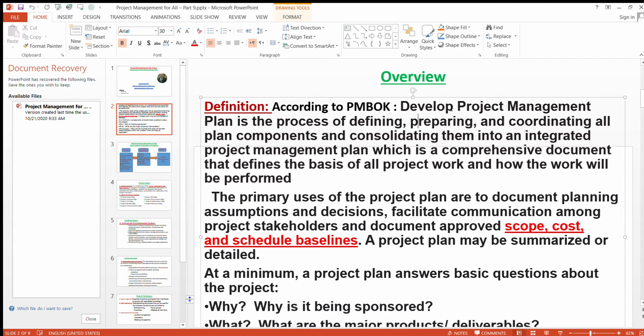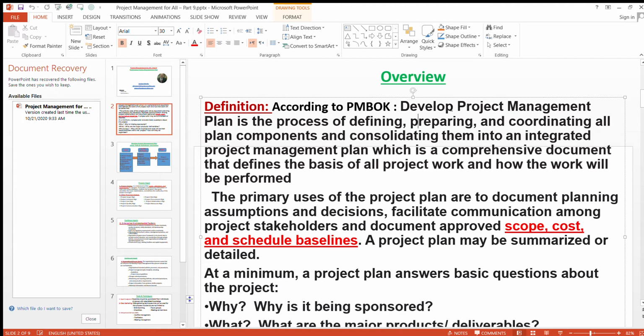This process is to define, prepare, and coordinate all these components and put them in one document, which is called the project management plan. The primary use of this project management plan is to document the planning assumptions and decisions and facilitate communication among project stakeholders and document approved scope, cost, and schedule baselines. Project plan may be summarized or detailed.